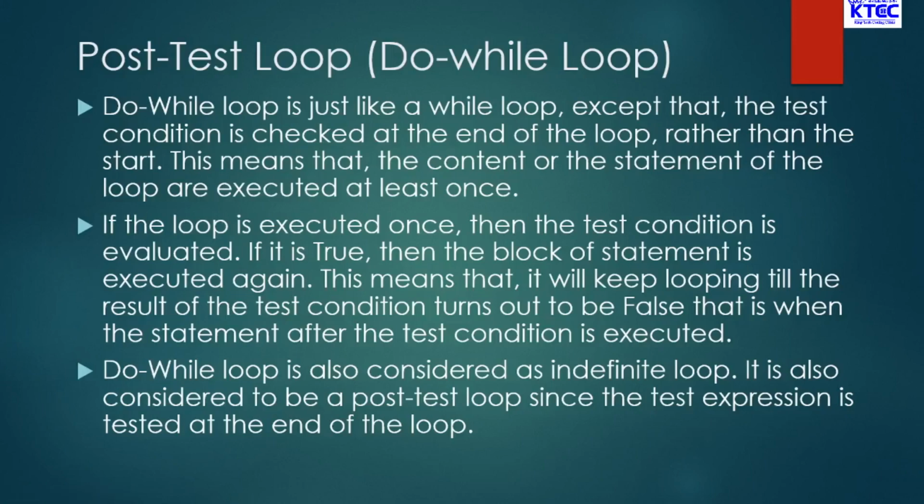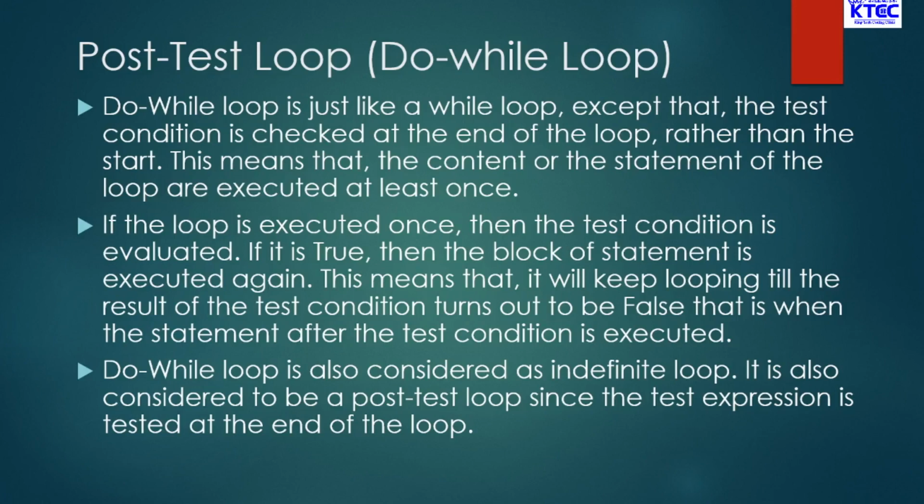Let's look at another example of a post-test loop, which is also called the do-while loop. A do-while loop is a typical example of a post-test loop. So let's see how that happens. A do-while loop is just like a while loop, except that the test condition is checked at the end of the loop rather than the start. This means that the content or the statements of the loop are executed at least once.